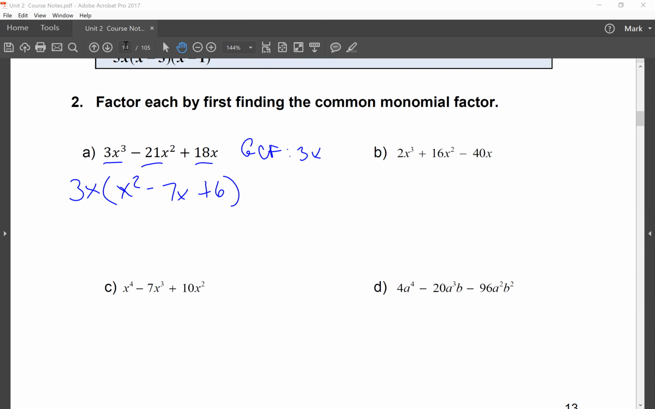All right, so why don't you guys try these? Why don't you try B, C, and D and solve these?